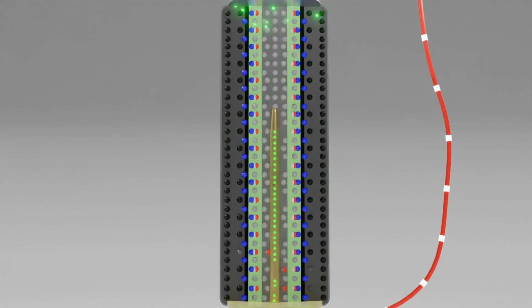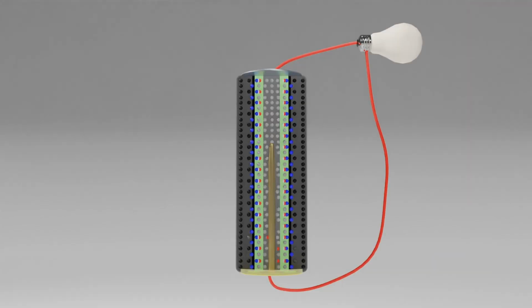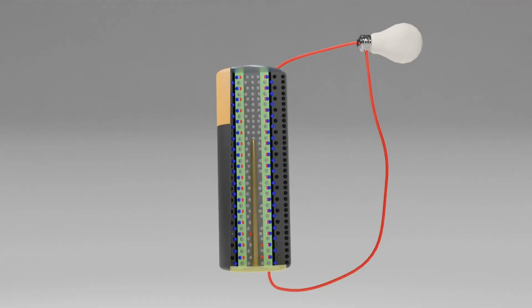After using the battery, it will become harder and harder for an electron to flow. Eventually, the material inside the battery will be depleted and the chemical reactions will stop. At this point, the battery will be of no further use and must be properly disposed of. And this is how an alkaline battery works.